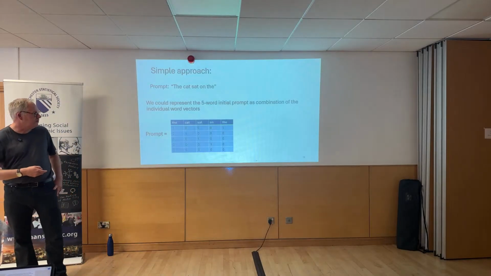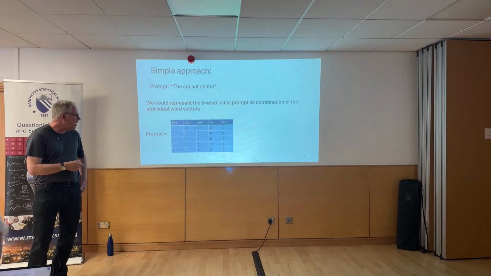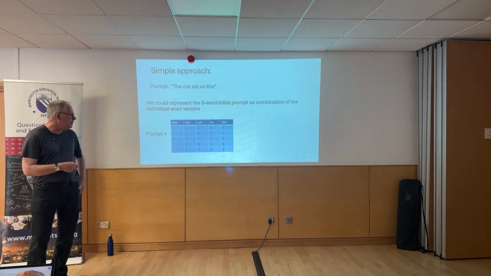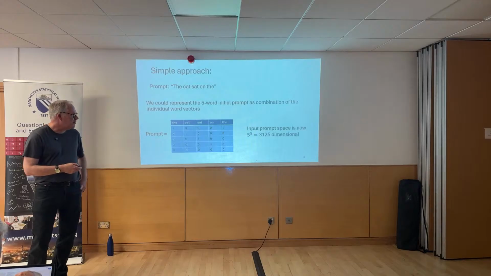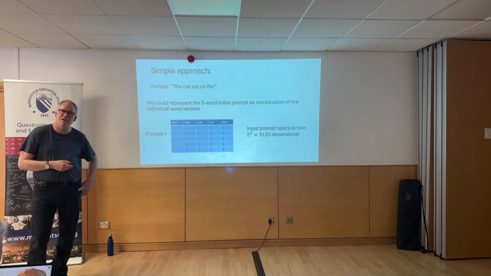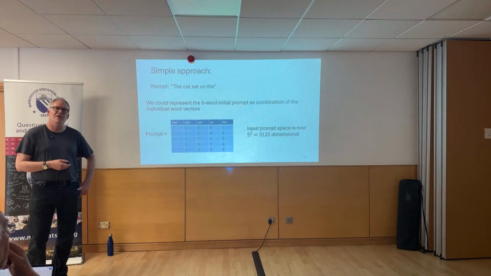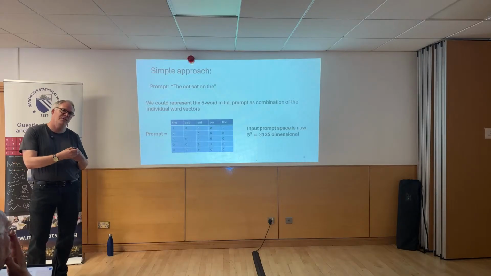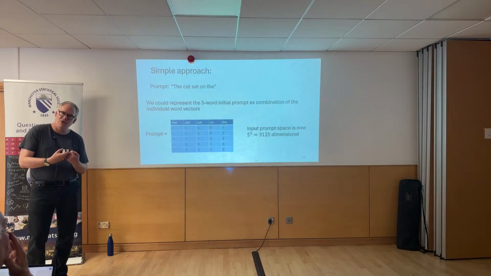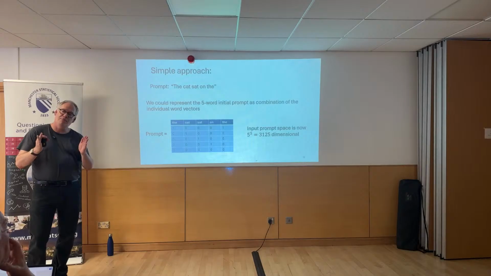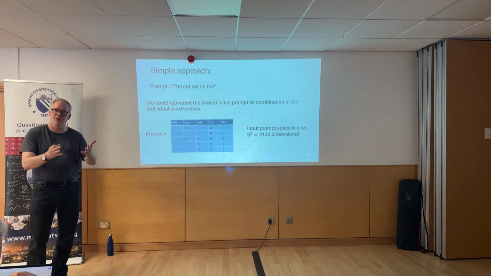But you can look at that and you'll soon realize, well, actually, there's lots of ways I could have filled in that table, lots of ways in which I could have rearranged the 0s and 1s. In fact, potentially I end up with 5 to the 5 different potential combinations for my input prompt. So I'm talking about an input prompt space that is now 3,125 dimensional. So although I started with a very small vocabulary, I've now got this massive input prompt space simply because I was naive enough to represent my prompts by combining the vectors in a combinatorial way.